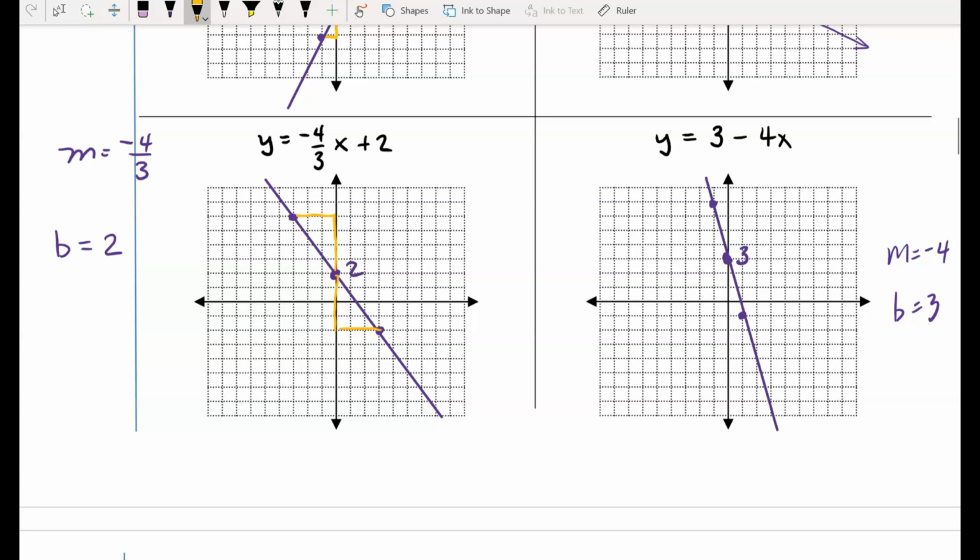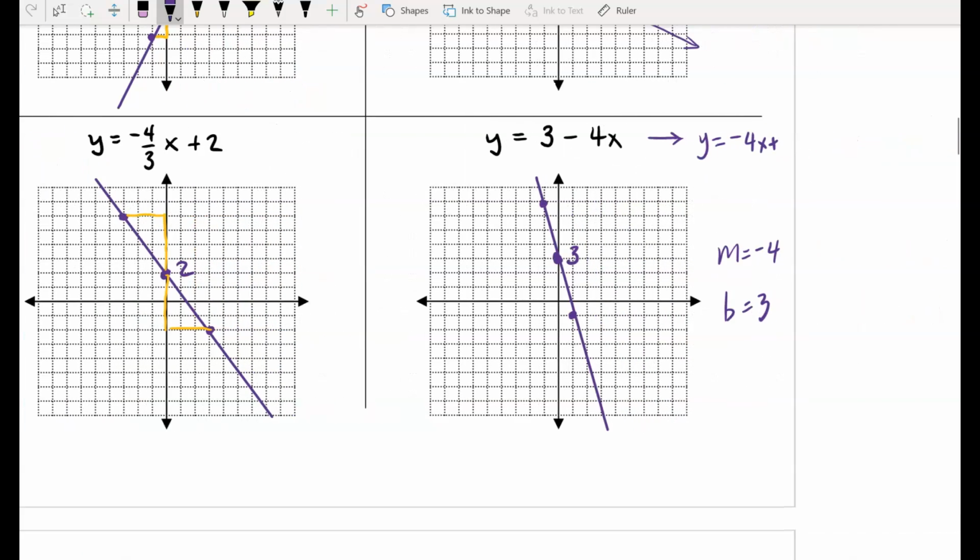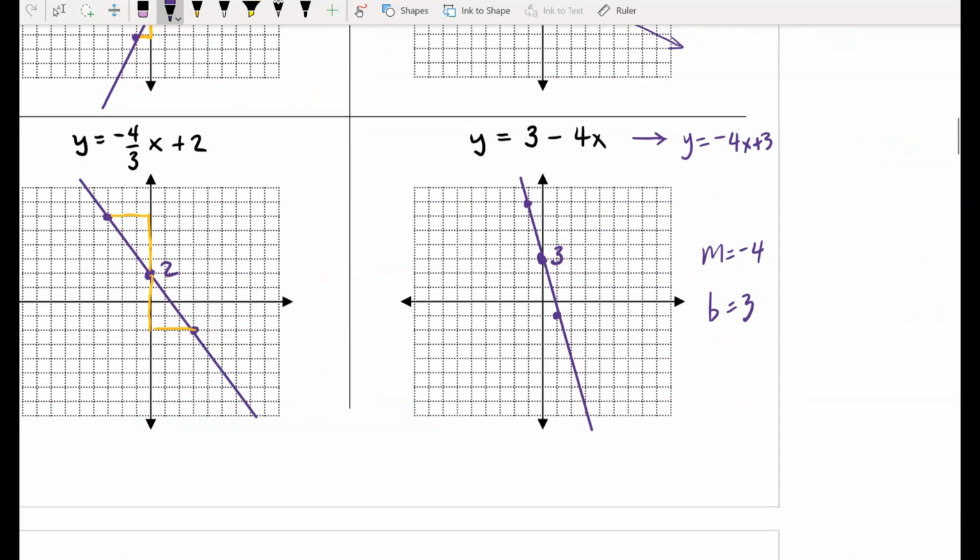Now the next one's a little bit tricky because I changed the order on you, right? The 3 doesn't have an x on it, which means that that is the y-intercept, and the number that's in front of the x, including the sign that's in front of that, is the slope. So the slope here is negative 4. So when we say y equals mx plus b, you can change the order of those terms and you get the same equation. So if I wanted to actually rewrite it, I could write y equals negative 4x plus 3. So my y-intercept is 3 and my slope is -4.